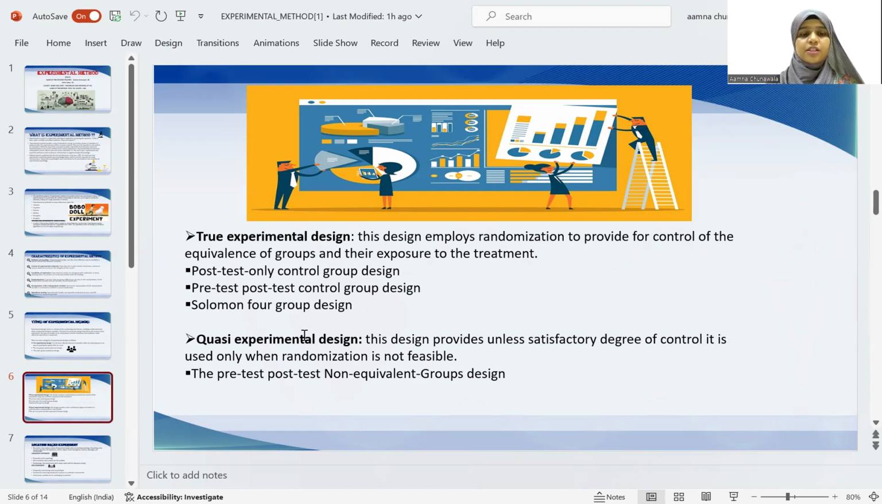The third experimental design is the quasi-experimental design. This design provides satisfactory degree of control, which is used only when randomization is not feasible in a particular experiment. Under which we have the sub-design, the pre-test, post-test, non-equivalent groups design. This design is considered as the most reliable by many researchers.